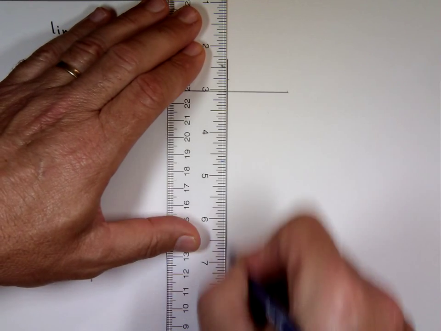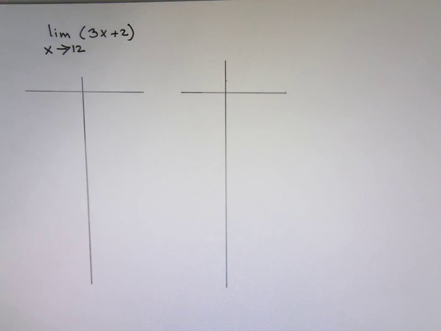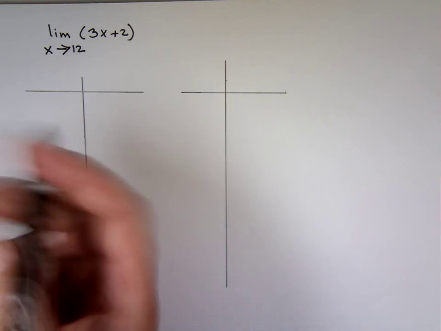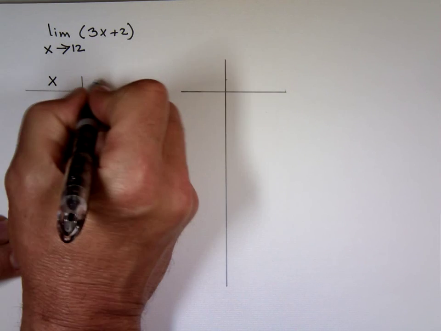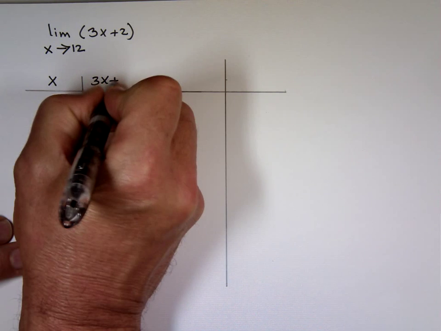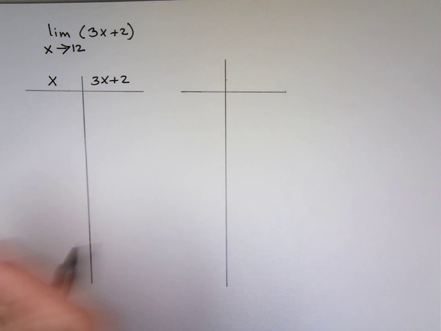So let's approach the 12 from the left side and the right side. So this is x, and the y value will be 3x plus 2. You're approaching the 12 from the left. So you're not at 12 yet. Let's start with 11.